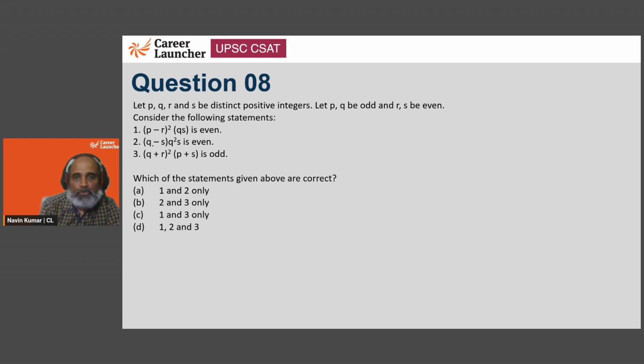Minus है तो P और Q को R और S से बड़ा ले लेते हैं. So let's say P is 5 and Q is 7. R is 2 and S is 4. ये values put कर लेते हैं. First, P minus R, that is 5 minus 2 का whole square into Q, 7 into S, 4. Since we are multiplying it with an even number, it will become even. So first to true hai.